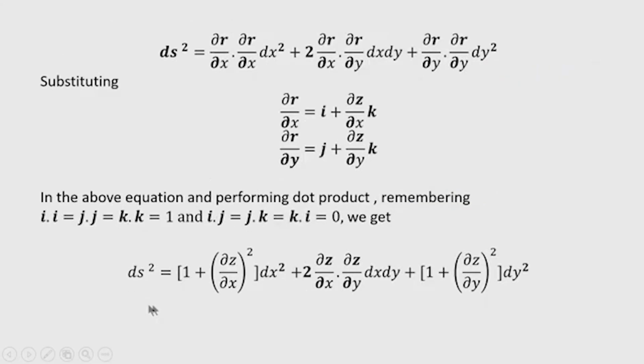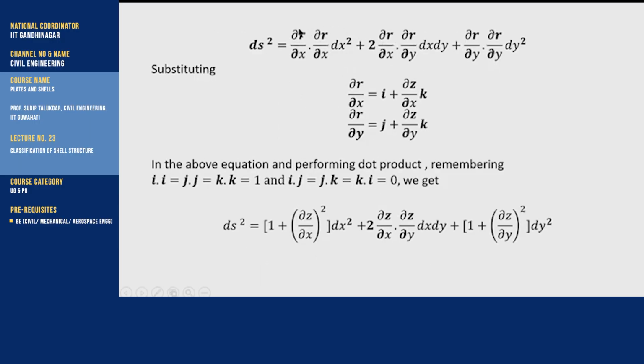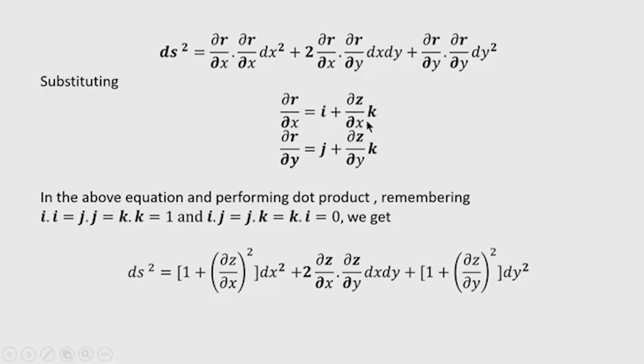Okay. So, now this del r by del x, this is the expression that I have shown here, we have obtained by carrying out term by term multiplication and then substituting this derivative in this expression. So, when we substitute this, say del r by del x, that is i plus del z by del x into k dot again i plus del z by del x into k. Okay. So, we have to make the dot product of this quantity again with this quantity, that is del r by del x dot del r by del x.